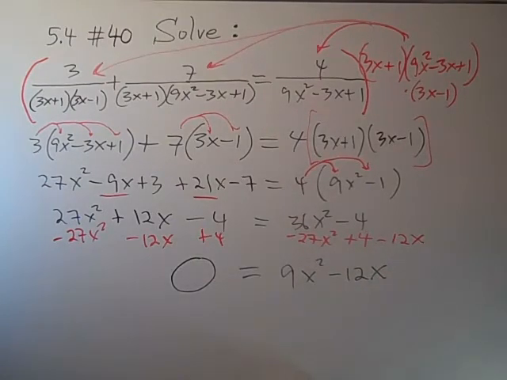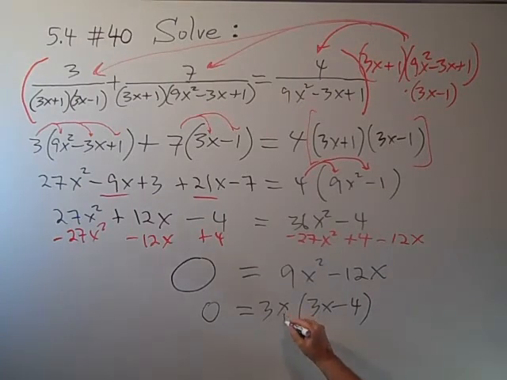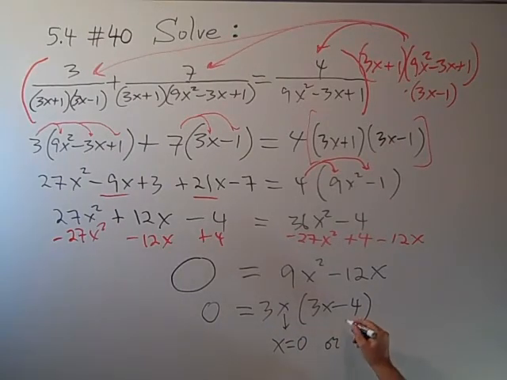So now we can factor out a 3x times 3x minus 4. So we have two possible solutions here. This gives us x equals 0 as a possible solution, or this one gives us x equals 4/3 as a possible solution.